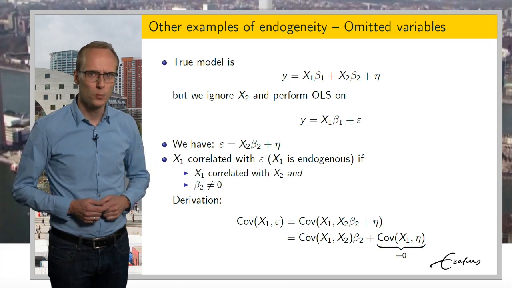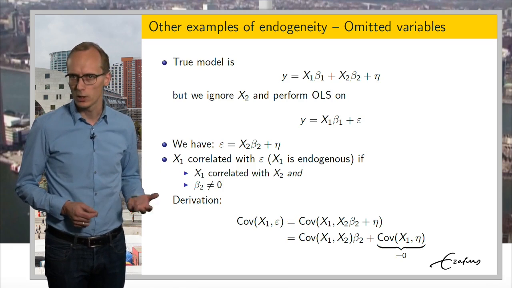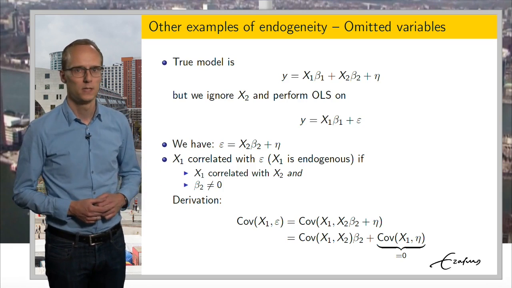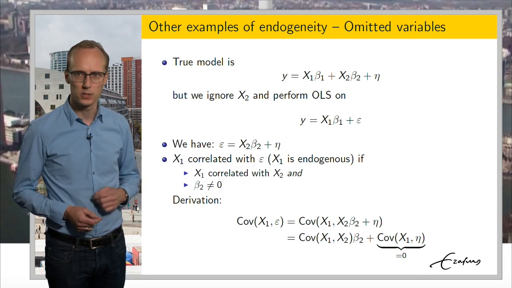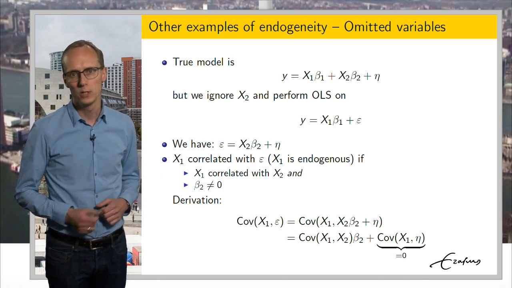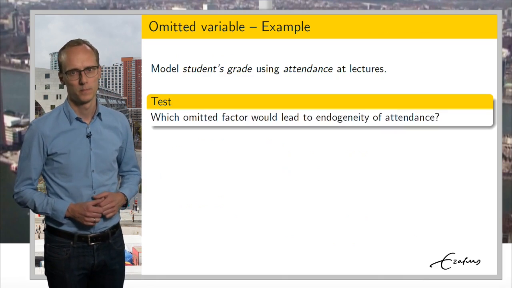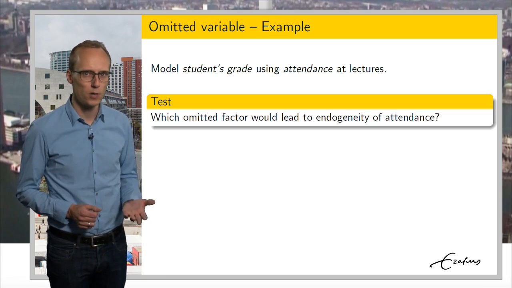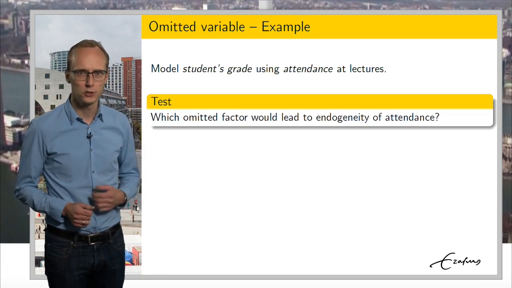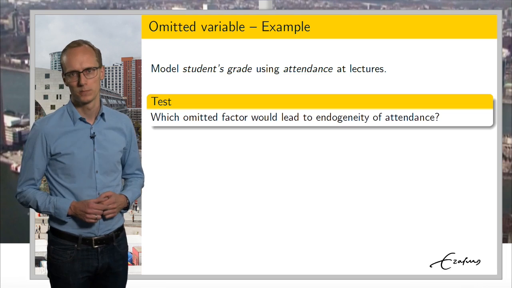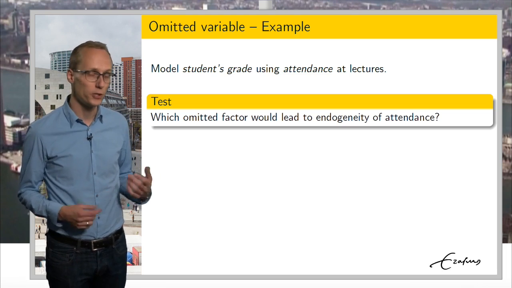When thinking about whether certain variables in a model are endogenous, it is good to think about potential omitted variables. If you can think of an omitted variable that is related to the included variables and the dependent variable, you will have endogeneity. Let's practice this a bit in a test question. Suppose we run a regression to explain a student's grade using only the number of attended lectures. What omitted variable leads to endogeneity here?